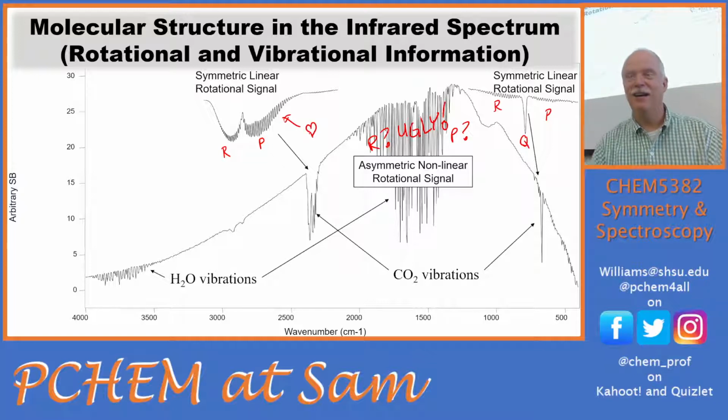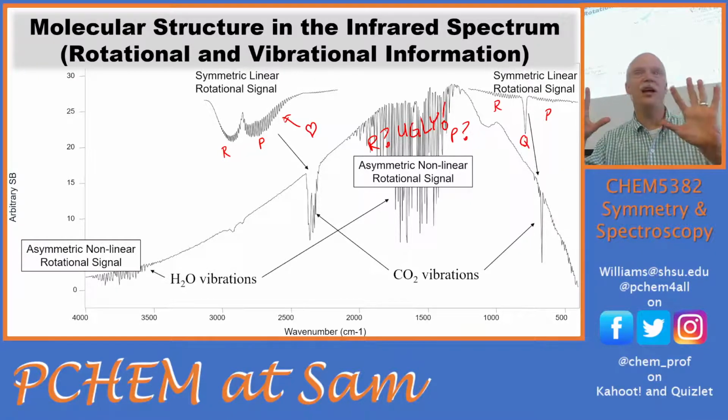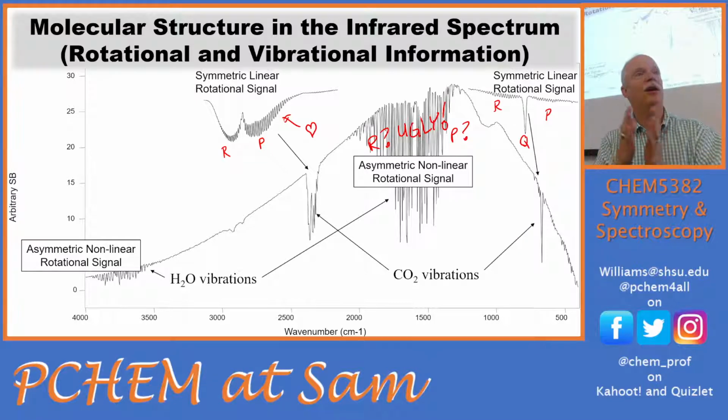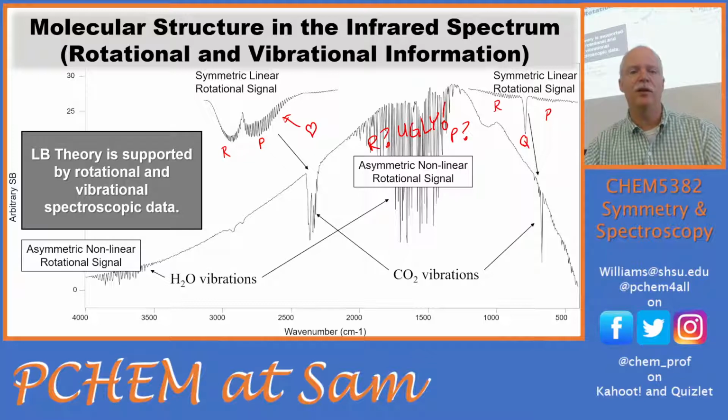Okay. And so this asymmetric nonlinear rotational structure, since it's so crazy, we know water cannot be linear. And so the local bond theory with the non-bonded electrons and the VSEPR shape has tilted our water molecule, we're good. We know it has to be a bent structure for water and a linear structure for CO2. So the infrared spectrum confirms that local bond theory is giving us a good structure, bent versus linear. And it's useful for other molecules too that are more complicated, but this is just a real simple example in the infrared. So local bond theory is supported by rotational and vibrational spectroscopic data.